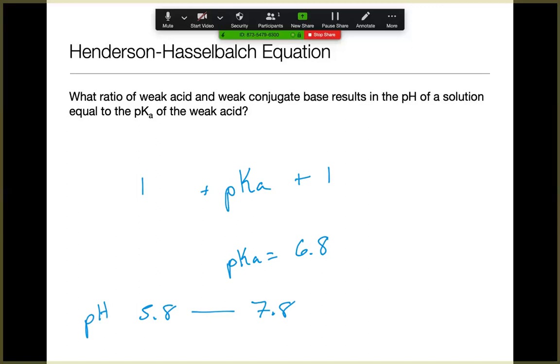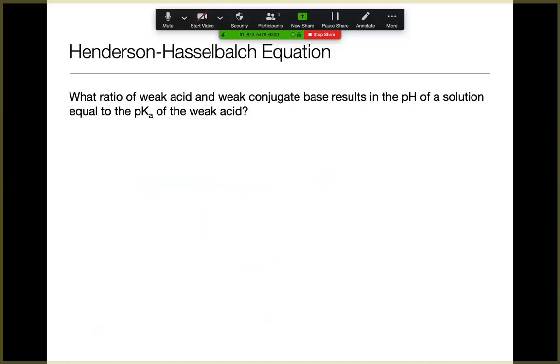I think we're getting ahead on our skis here, but I'm just trying to foreshadow this. Buffers don't work in any combination. They actually have a very limited range in which they will work. That range happens to be centered directly on the pKa, and that helps you make decisions in the lab. So it's a cool math trick, but it's also very relevant.